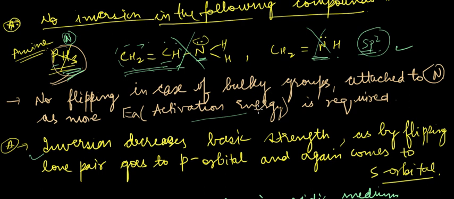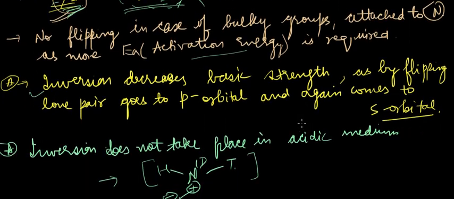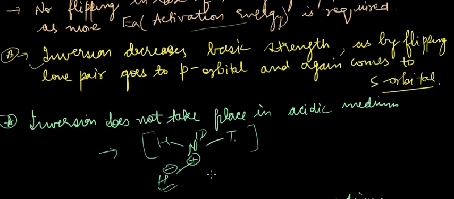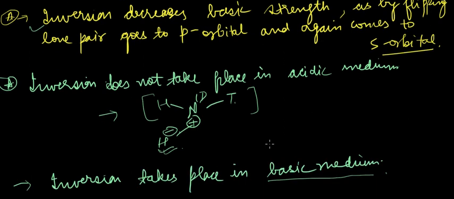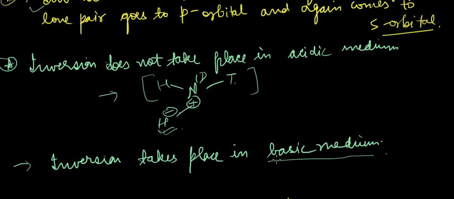Inversion actually decreases the basic strength, as by flipping, the lone pair goes to the p orbital and again comes back to the s orbital. So the dancing of the lone pair between s and p orbitals goes on. Hence the nitrogen's ability to contribute its lone pair to acidic compounds decreases. Inversion does not take place in acidic medium because the plus charge of nitrogen will easily be donated to hydrogen. Inversion takes place in basic medium. I hope you understand the reason why.